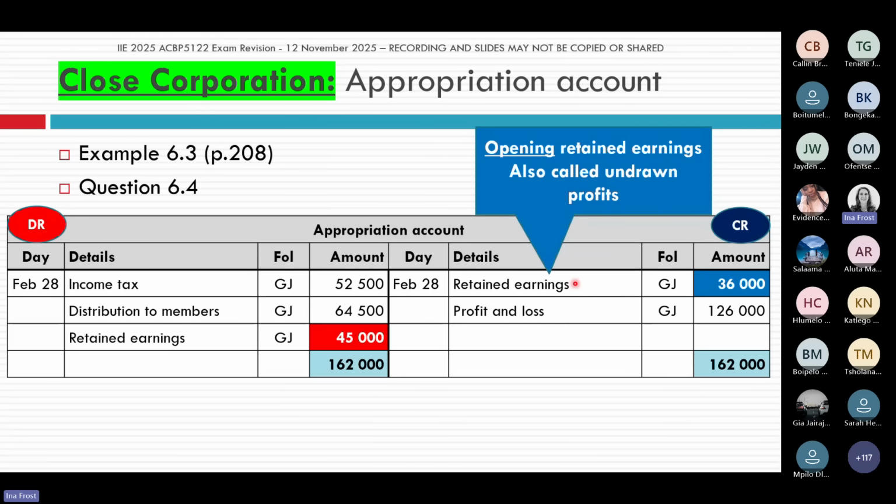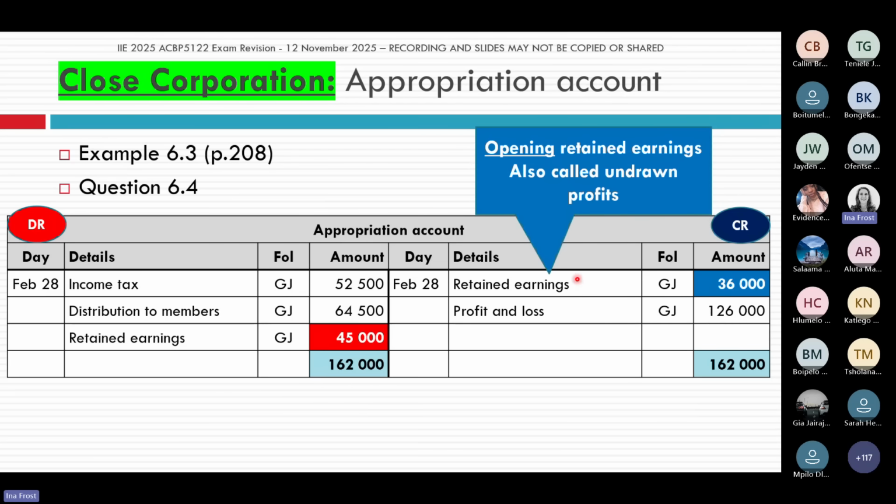And these terms, retained earnings or undrawn profits, are quite unique to Learning Unit number 6. So in Learning Unit number 6, you will see quite a few questions make reference to your retained earnings. And they use the term retained earnings and undrawn profits. They sort of alternate depending on the question, but these two terms are synonymous. They mean the same thing.